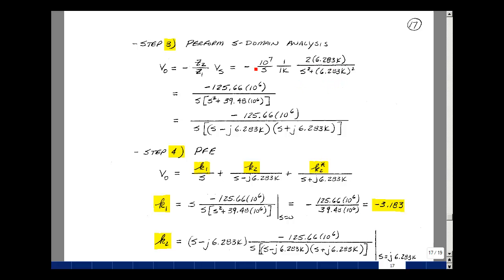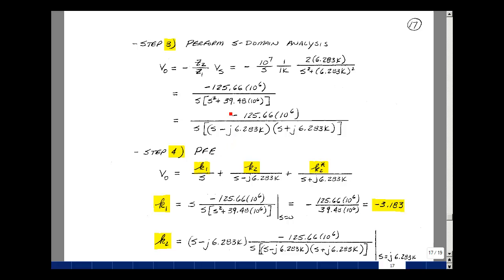Now all these constants turn out to be equal to 125.66 times 10 to the 6th, and if we square this, we get 39.48 times 10 to the 6th. Now since I have no s to the 1 term, this is just simply a pair of complex conjugate roots. So we take the square root of this, plus or minus j. Those will be our 2 roots.